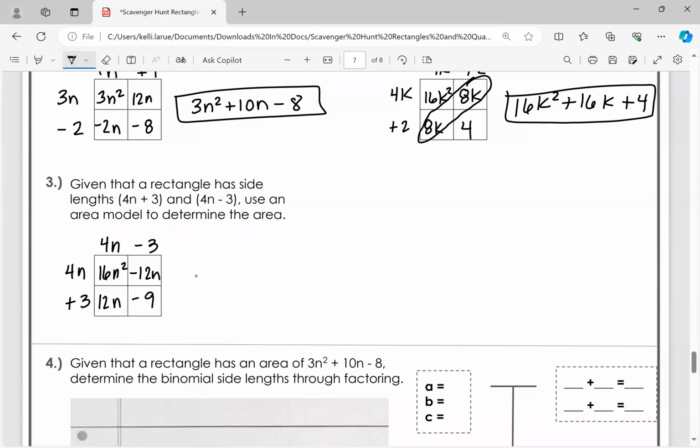Let's go ahead and combine our like terms and state the area. So we're going to have 16n squared. 12n plus negative 12n becomes 0n, and we have that negative 9. So technically we have 16n squared minus 9. Now this setup here is technically called the difference of squares.